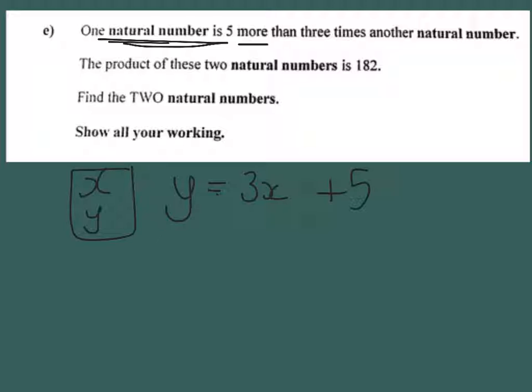The product of these two natural numbers is 182, and product means multiply. So our other equation is x times y, the product of those two natural numbers, is equal to 182. And on the next screen, I'm going to go through the process of how we solve these two simultaneous equations.